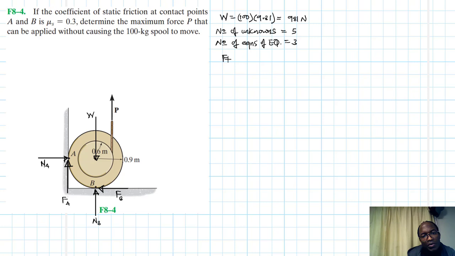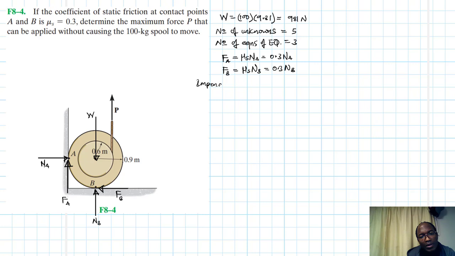So we need one equation, FA equal to mu S times NA, and this is just going to be equal to 0.3 NA. We also need another one, which is FB equal to mu S times NB. This is also just going to be equal to 0.3 NB. So in this condition, we are experiencing what is called impending motion.